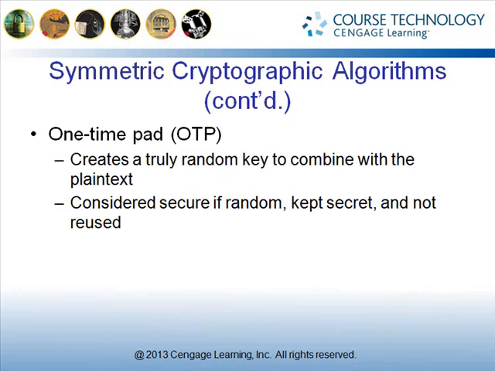A one-time pad is a variation. Instead of combining the cipher stream with plain text in this type of transposition cipher, a variation is to create a truly random key called a pad to be combined with the plain text, and this is simply known as a one-time pad. A one-time pad is simply a random string of numbers that, if it's kept secret and it's not reused, can be considered secure. These one-time pads really are more theoretical in nature than practical.